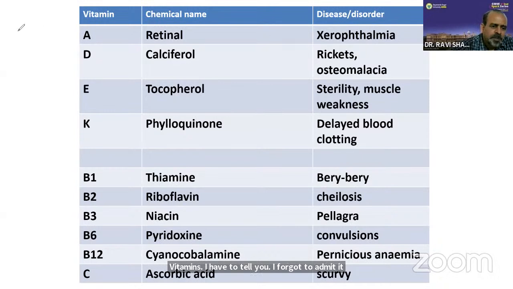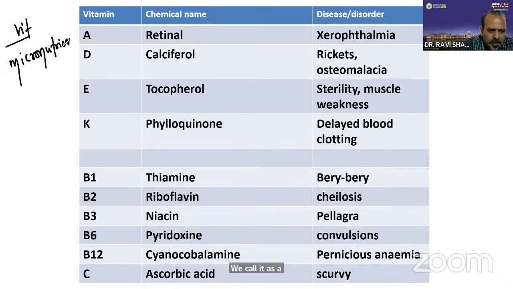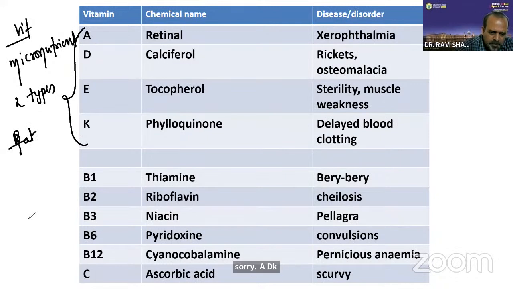So in vitamins, there are 2 types. We call them micronutrients, required in a small scale, but very vital for overall development. There are 2 types: water soluble and fat soluble. Fat soluble are A, D, E, K, and C and vitamin B are water soluble.